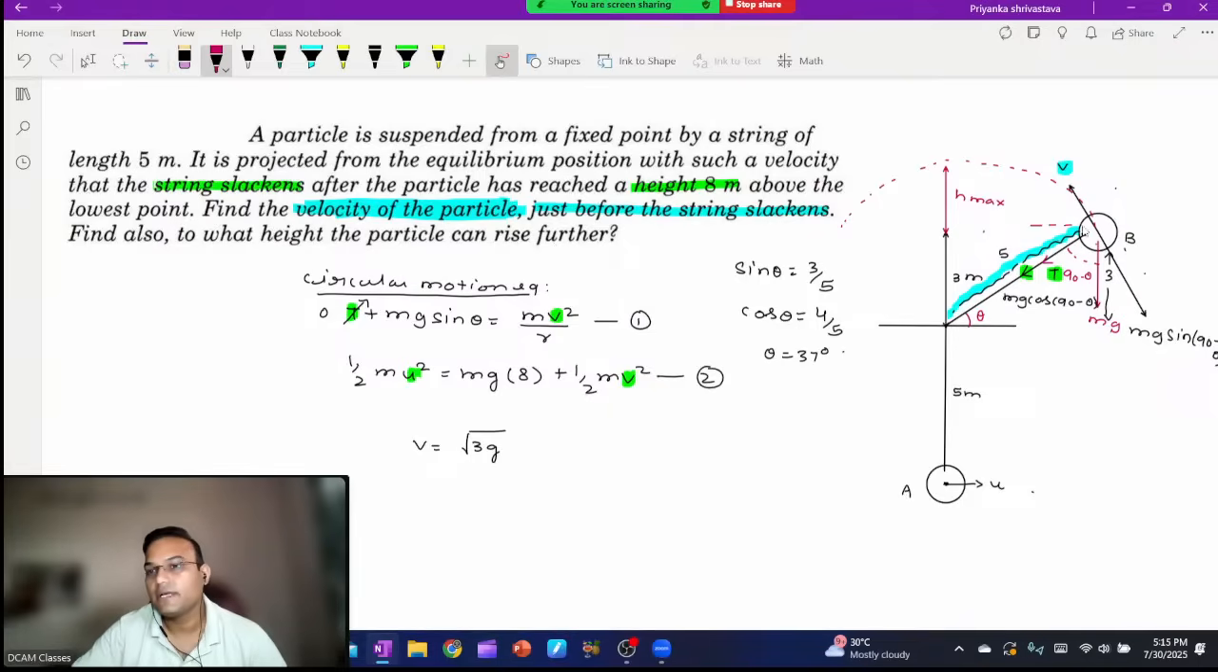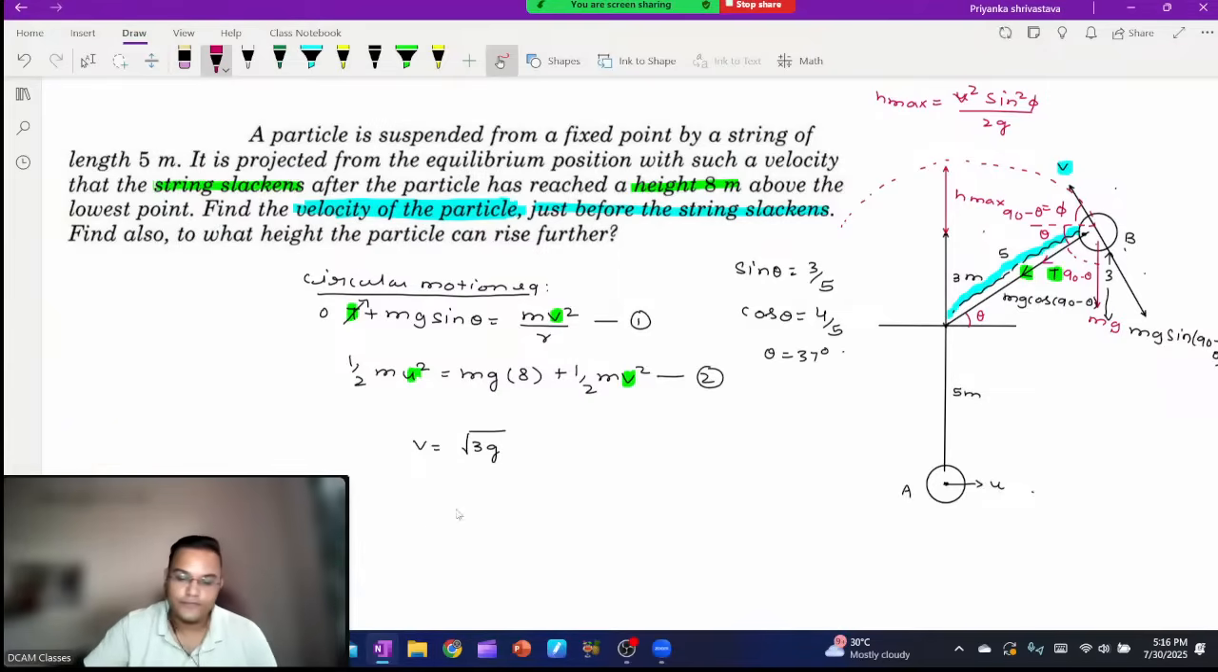You have the ready-made formula actually: u square sine square theta by 2g. But remember, the angle for that is this. H max is u square sine square phi by 2g. In this case, it will be v square sine square phi by 2g. But phi here will be, you try to calculate. This is theta, this is again theta. So phi will be 90 minus theta. So 0.96 meters.